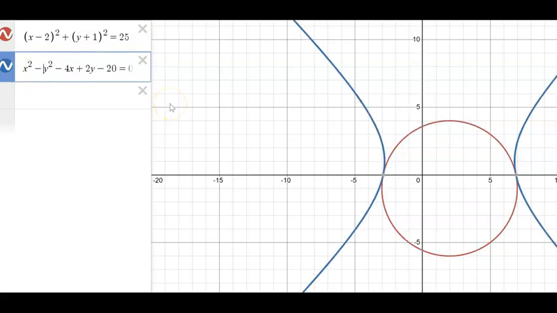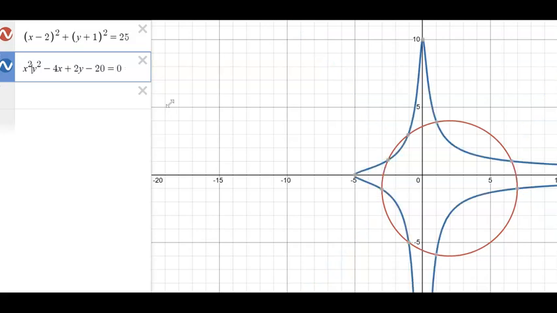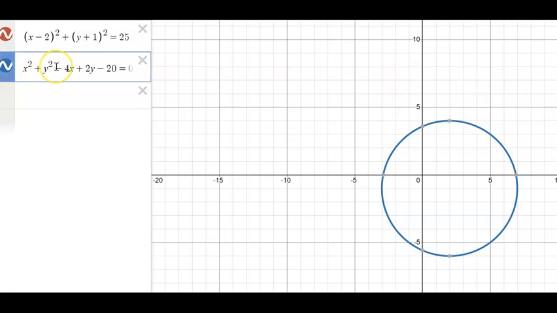Now, I could do the same with the general conic form. I can change this to a minus, creating that hyperbola again. I can add a coefficient, creating an ellipse. I can move positions by changing these signs.